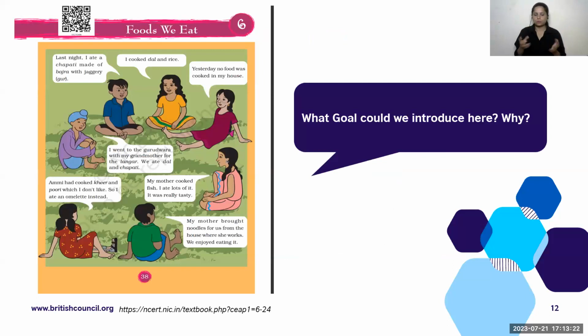Here is a clip from a standard 3, a class 3 environmental studies text, and the title of the lesson is Foods We Eat. You can see some children having a conversation. I'm reading out some of their speech, some of their observations. So one boy says, last night I ate a chapati made of bajra with jaggery. Another boy says, my mother brought noodles for us from the house where she works. We enjoyed eating it. Another child says, yesterday, no food was cooked in my house.